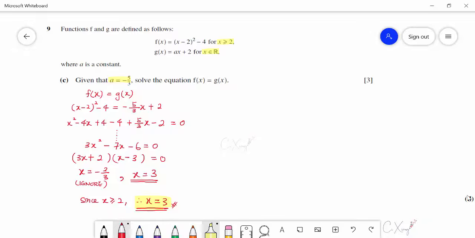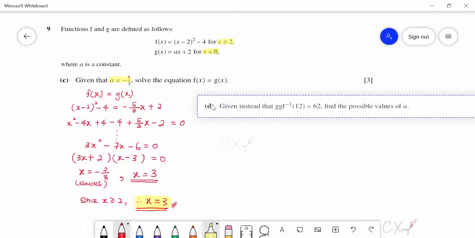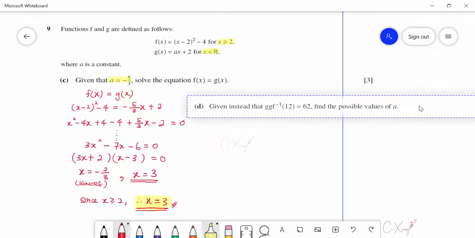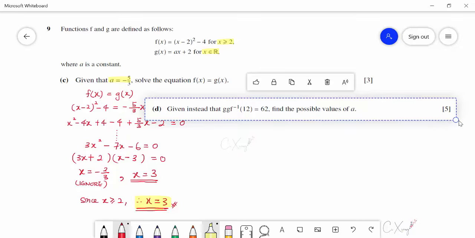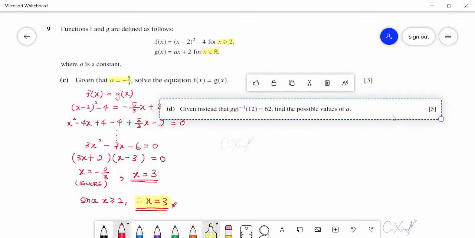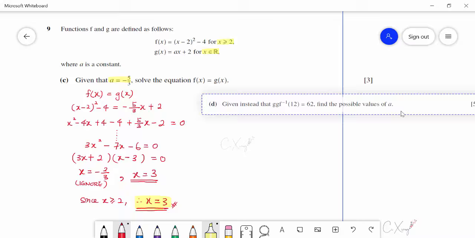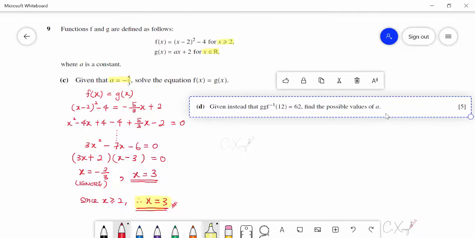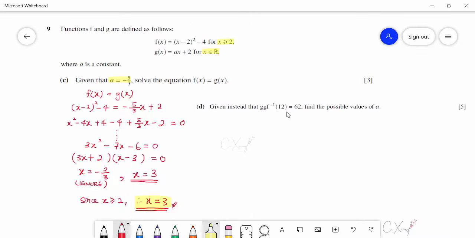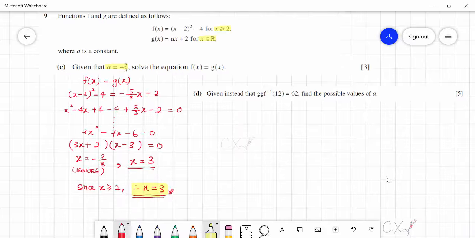Okay, then now we continue to part number D. All right, so for part number D, they give us the function here. This contributes 5 marks. So they give us a function that g(g(f inverse(12))) equals 62, and they want us to find the possible values of a.